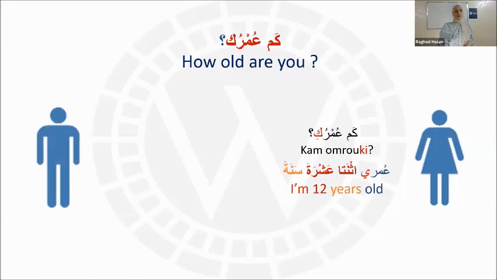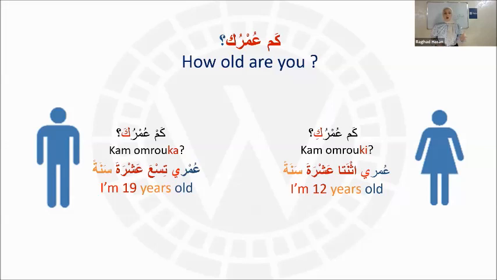Okay, أنتَ. So أنتَ كم عمرك؟ ممتاز. كم عمرك؟ عمري تسعة عشرة سنة. For example, عمري تسعة عشرة سنة. I'm 19 years old.